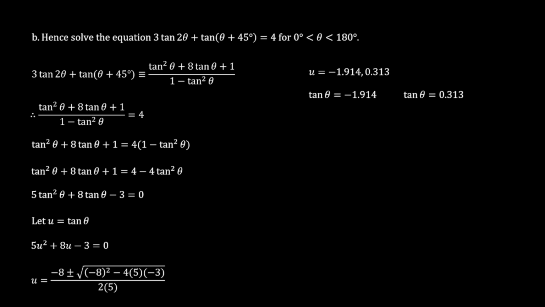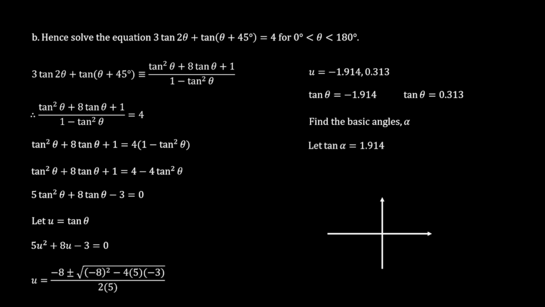Because we let u equal tan theta, we can then write tan theta equals negative 1.914 and tan theta equals 0.313. To find theta, we'll calculate the basic angle for both of these. Also note, we're only interested in angles in quadrant 1 and 2. So that is angles between 0 and 180 degrees.